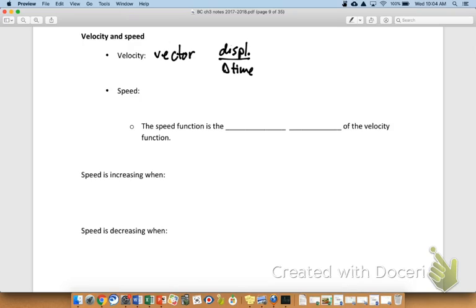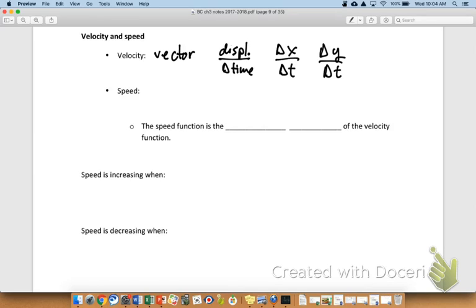Delta X, and with X standing for what? Position. Yeah. So you could say delta X over delta time. You could say delta Y over delta time. I mean, whatever the position variable happens to be, the change in that divided by the change in time would give you velocity. Yeah.